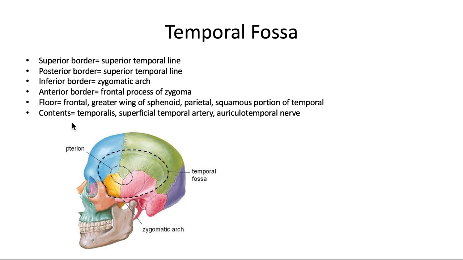The contents within this fossa are, of course, the temporalis, which again originates from that superior temporal line, the superficial temporal artery, and the auriculotemporal nerve. So everything sharing that word temporal. And these latter two items are things that supply and innervate the temporomandibular joint.